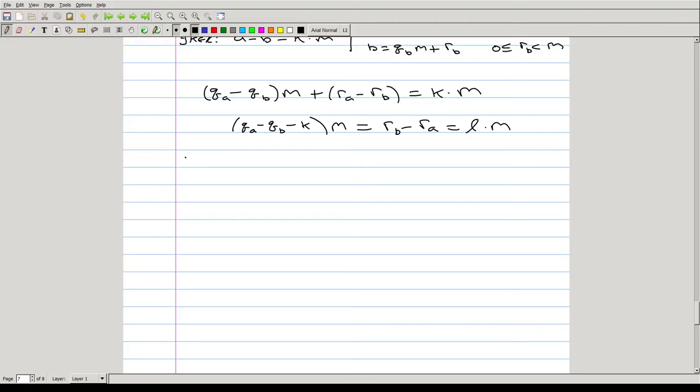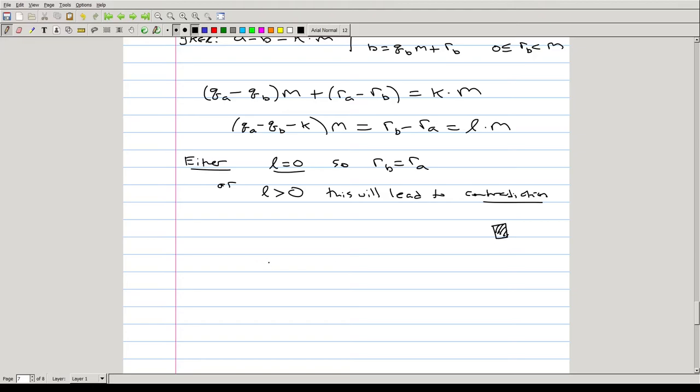But we have that either L equals 0, so RB is equal to RA, or L is an integer that's strictly greater than zero, the assumption of which will lead to contradiction. So we conclude then that RB must equal RA, or remember RA is A mod M, and RB is B mod M.